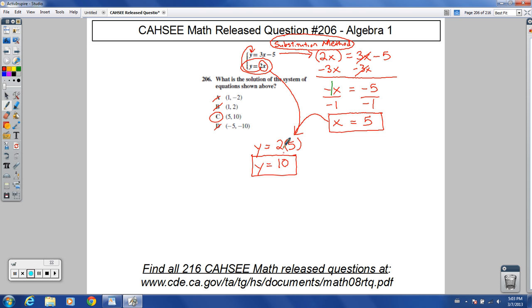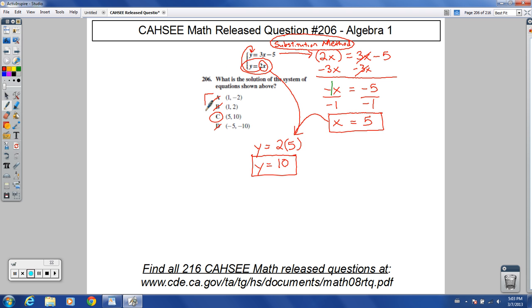And you can always double check your answers by plugging them back in. Let's do that mentally here quickly. We have y is 10. Would that equal 3 times 5 minus 5? 3 times 5 would be 15. Minus 5 would in fact be 10. And does 10 equal 2 times 5? Yes, it does. So if we plug those back in, it checks in both.